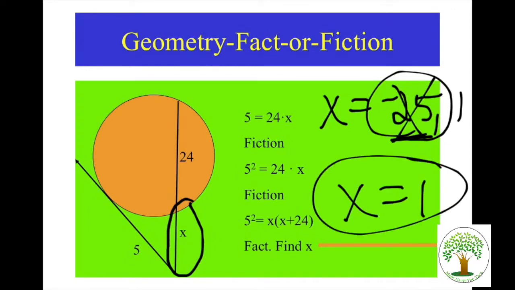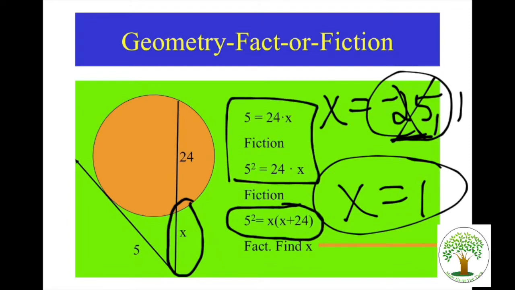I want to reiterate that on tonight's homework, you will not have a quadratic to solve, but you will have to set up an equation and solve it, but it won't be a quadratic. This was an advertisement for something we're going to do in a couple of days. Let's move to the next thing.